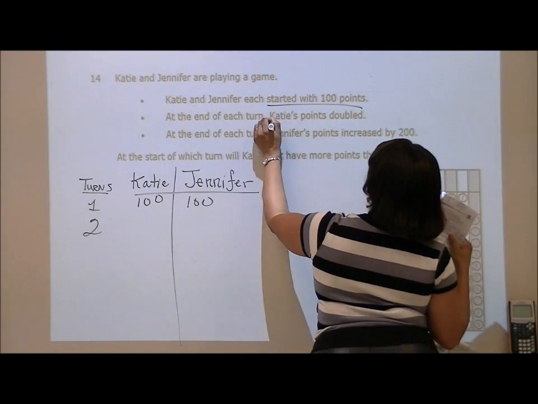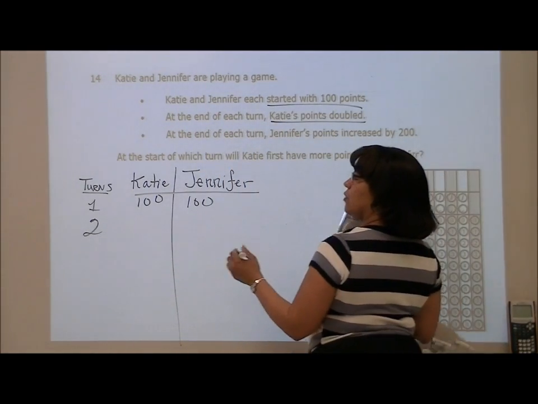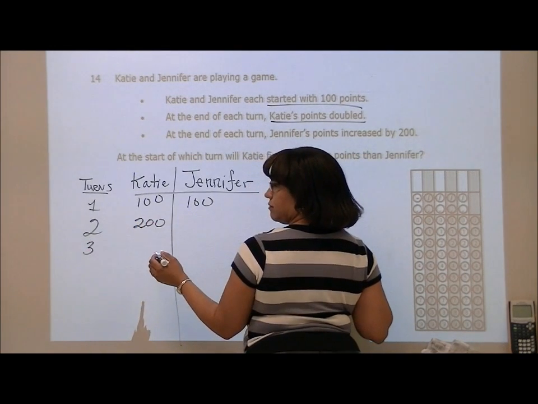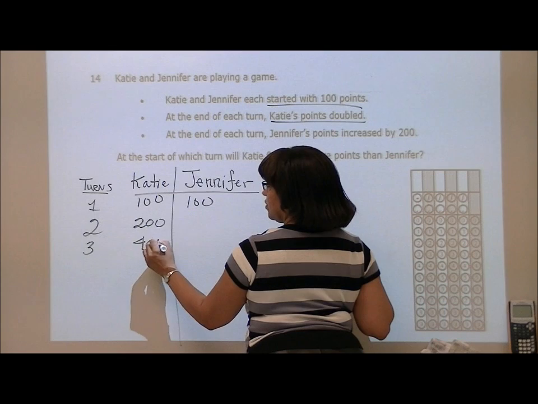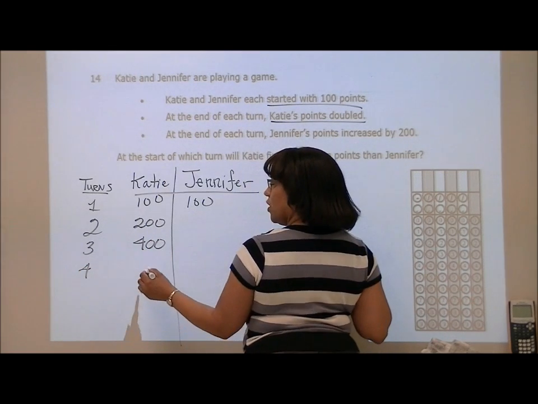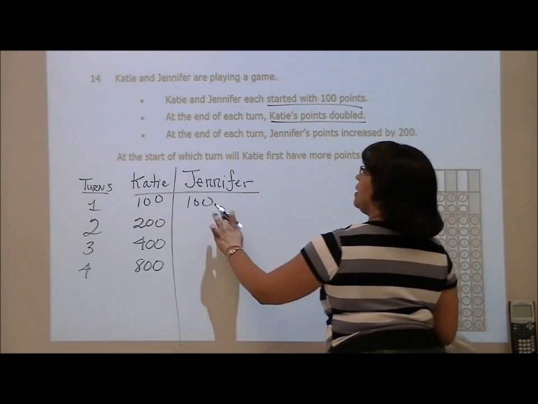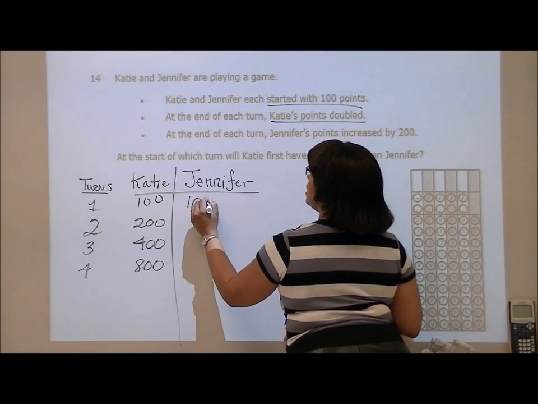At the end of each turn, Katie's points double. So if you double 100, you get 200. What do you get if you double 200? 400, good. What do you get if you double 400? And then, let's go ahead and do Jennifer's for now, and then we'll continue with Katie.